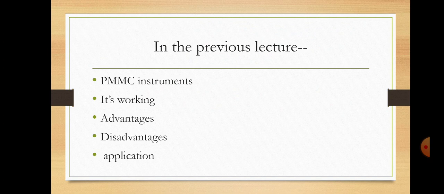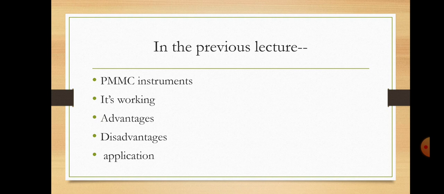In the previous lecture, we have seen the PMMC, its working, and the advantages and disadvantages of PMMC instruments. PMMC means permanent magnet moving coil instruments. We have seen how the instrument actually works, the construction of PMMC instruments, then the advantages and disadvantages, and lastly the applications of PMMC instruments.